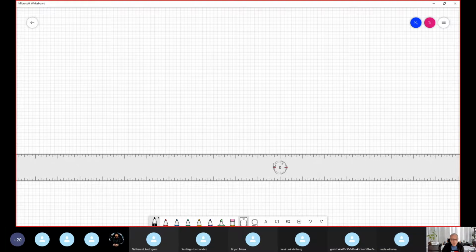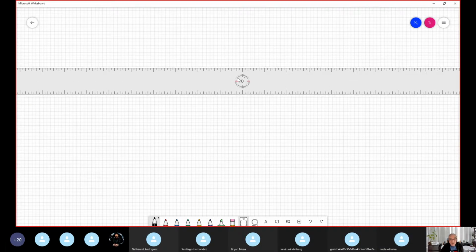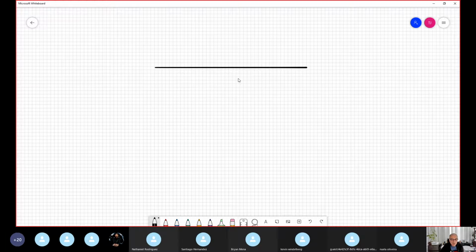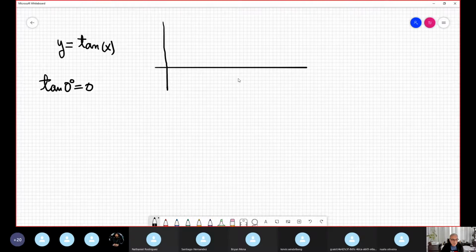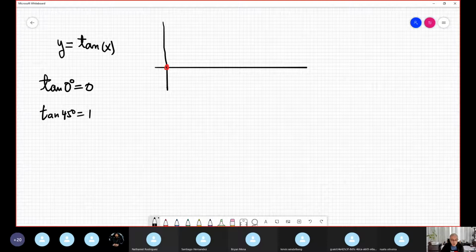Now, let's do the graph of the tangent, but quickly. Look, tangent. Suppose y equals tangent without transformation. I know by memory that tangent of 0 degrees is 0. The point is (0, 0). I know by memory that tangent of 45 degrees is 1. The point is 45, which is pi over 4.